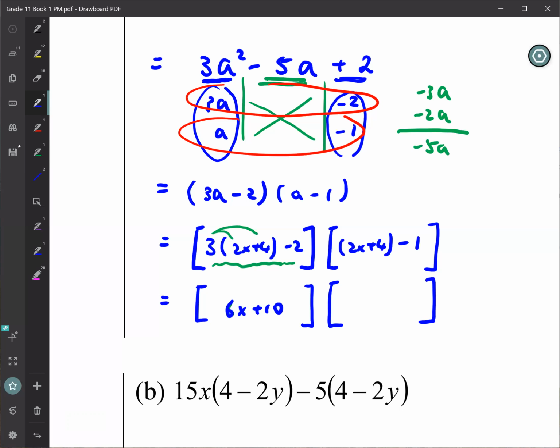Would it be the same thing? I cannot hear you. You've got to speak closer to your mic. Would it be the same thing? Same thing? 6x plus 10? No, I mean the same thing as the one on top. No, you need to simplify. There are terms that you can combine.